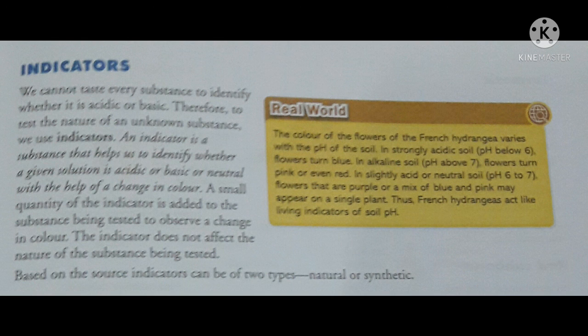In slightly acidic or neutral soil, pH 6 to 7, flowers that are purple or a mix of blue and pink may appear on a single plant. Thus, French hydrangeas act like a living indicator of soil pH. They are the living indicator. So that fact is very interesting to know.